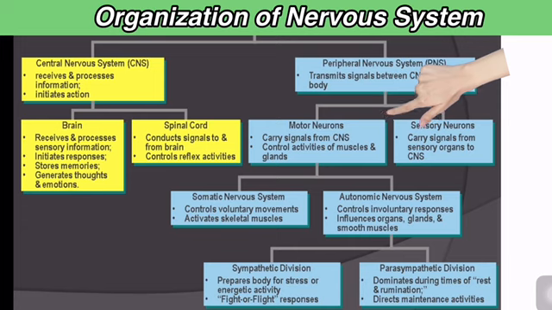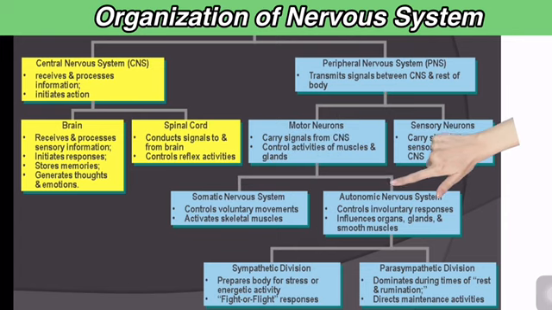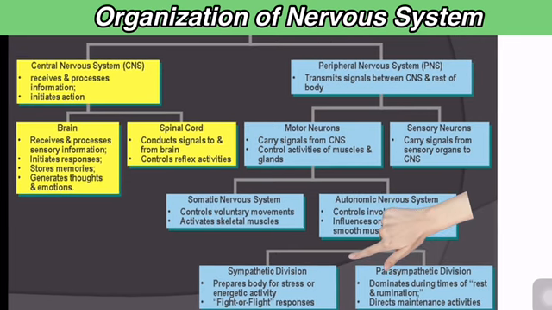Motor neurons can be divided into two, that is somatic nervous system and autonomic nervous system. And the autonomic nervous system can be divided into sympathetic division and parasympathetic division. Let's learn about the nervous system a little bit more in the next part.